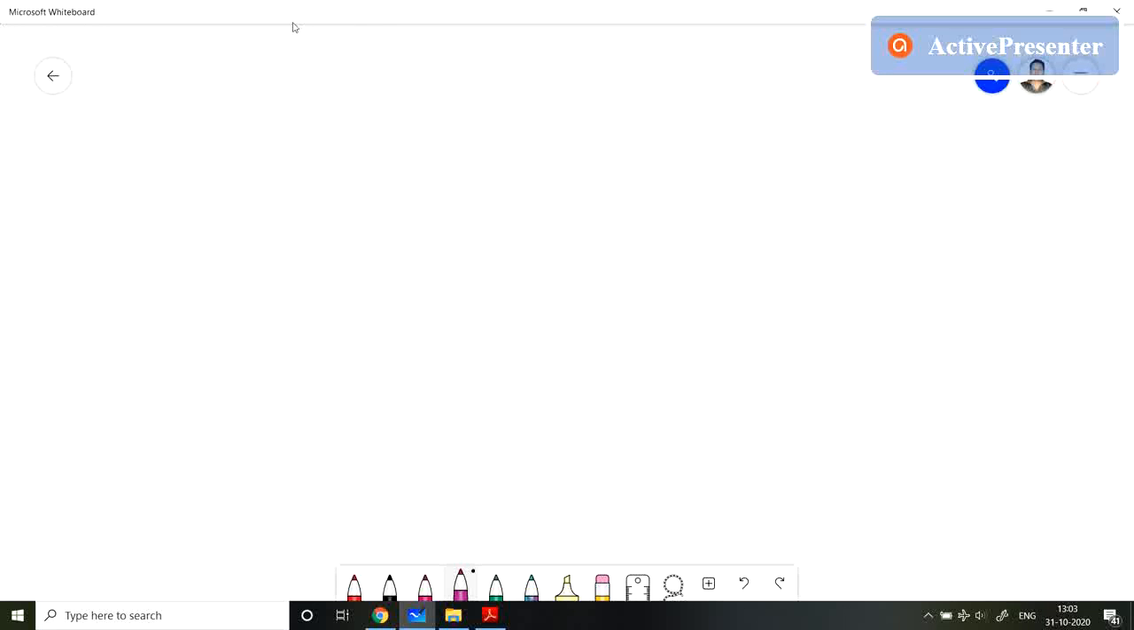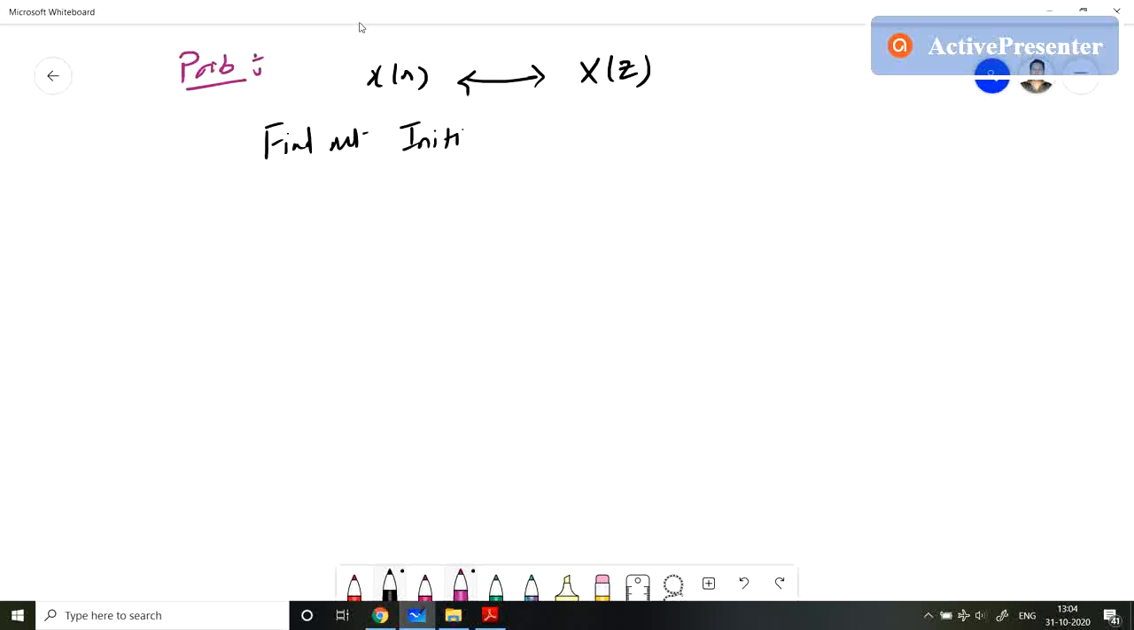Now let us solve another problem. The problem is: let x(n) be a causal sequence, and the z transform of x(n) is given as X(z). Then we need to find the initial value, that is x(0).